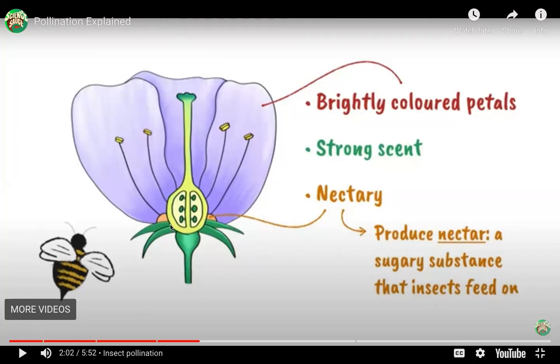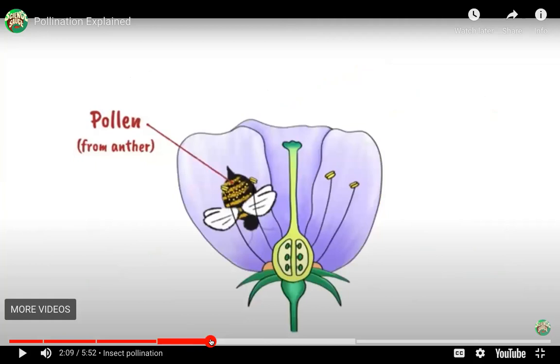They are basically coming to suck the nectar in this plant. So when it comes, automatically what will happen? These pollens will touch.